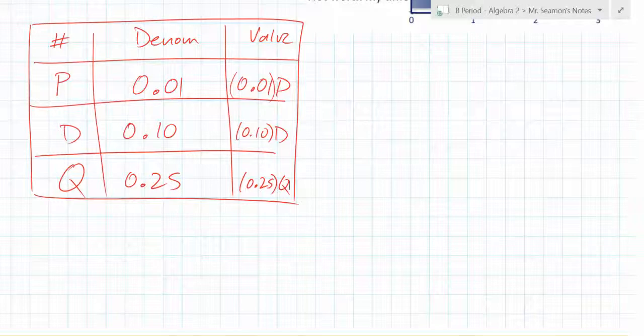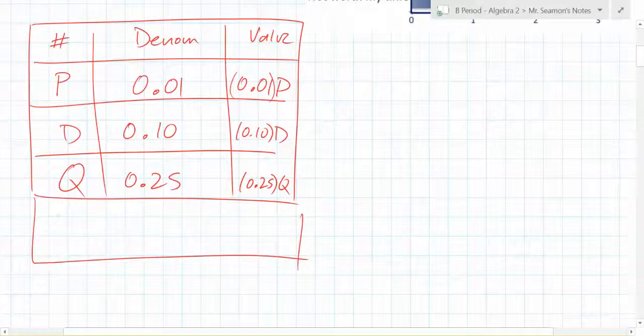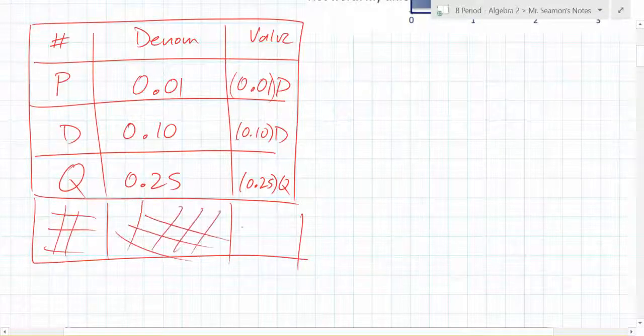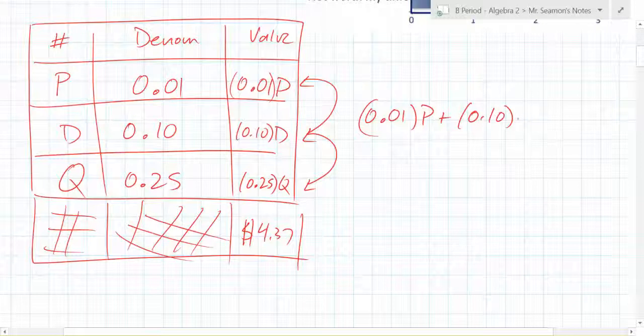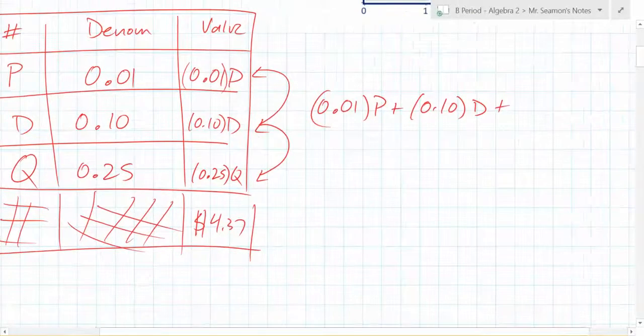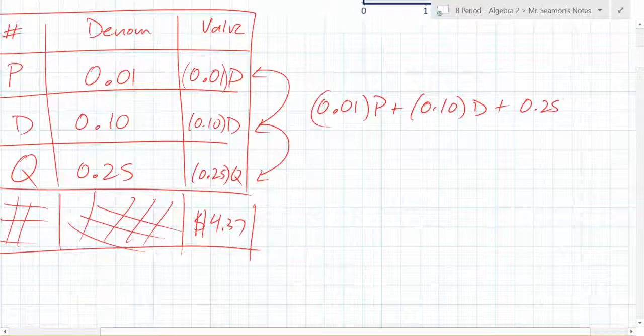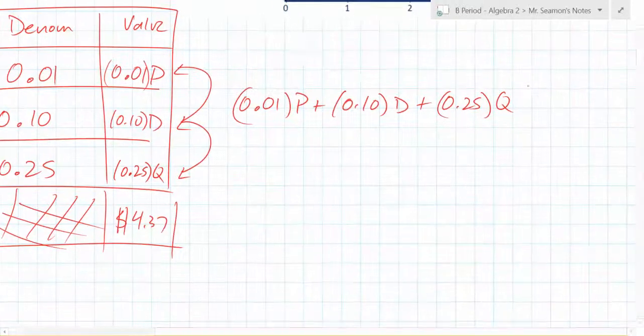Okay, and what does it say? It also tells us something about the total value. It's not the number of coins, that's why they boxed this out here. You don't need all that, right? But the total value is what? $4.37. So if you take all three of these, you know that 0.01 times P plus 0.10 times D plus 0.25 times Q, if you add them all together, what should that equal?